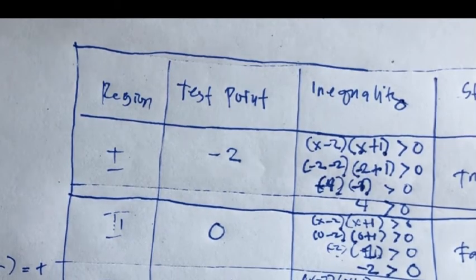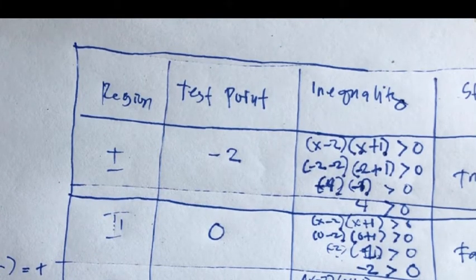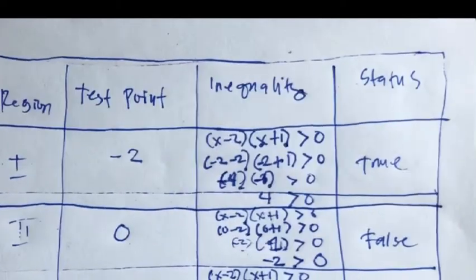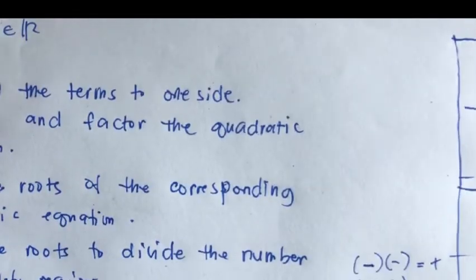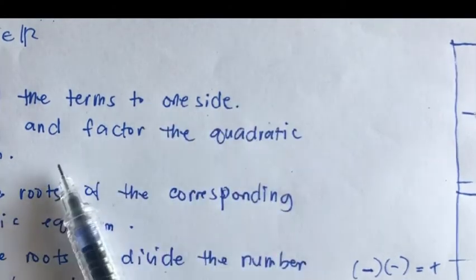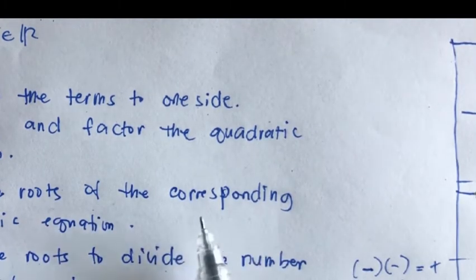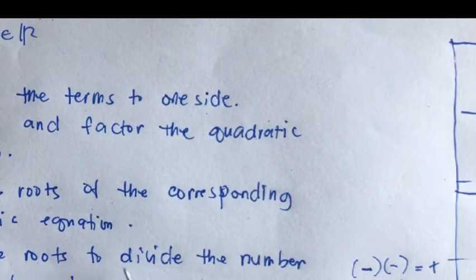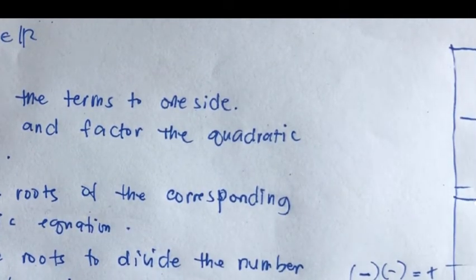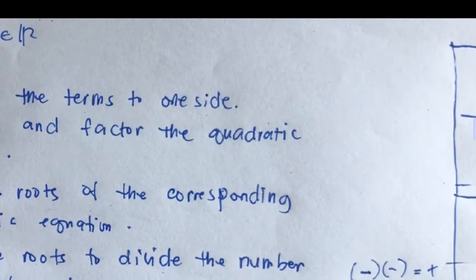Now, is 4 greater than 0? Yes or no? True or false? 4 is greater than 0. So that is true. Now we're done with the steps. We have moved all the terms to one side. We have simplified and factored the quadratic equation. We have already found the roots for the corresponding quadratic equation. And then we have used its roots to divide the number line into regions as well. And then we also have used the test points to apply in the said inequality.